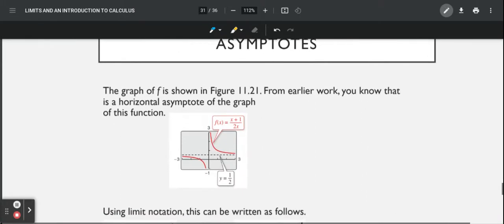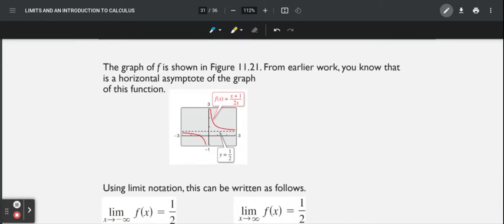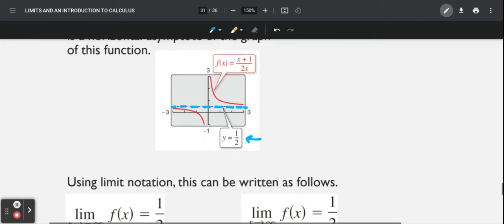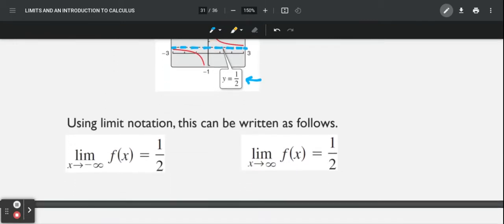All right, so we have this graph here. If we were looking at this, your function is x plus 1 over 2x. And if we were using limit notation for this, we can see that it has this horizontal asymptote at y equals 1/2. So what we would say for limit notation on this is that as x is approaching negative infinity, our limit is 1/2. Our y value is approaching that horizontal asymptote at 1/2. And as x approaches positive infinity, our y value is also approaching 1/2.